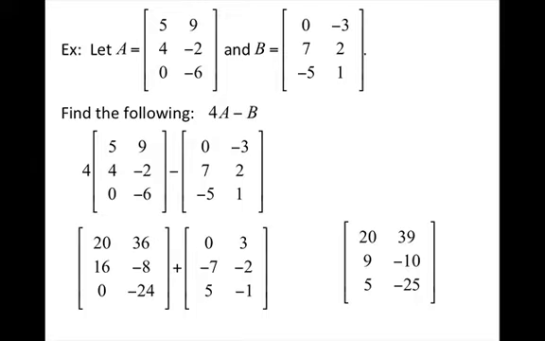So to add these two matrices, add the numbers in the same position. 20 plus 0 gives me a 20. Since those are both in row 1, column 1, put the answer of 20 in row 1, column 1. 36 plus 3 gives me a 39. 16 plus a -7 gives me a 9. -8 plus a -2 gives me -10. 0 plus 5 gives me 5. And -24 plus a -1 gives me -25.